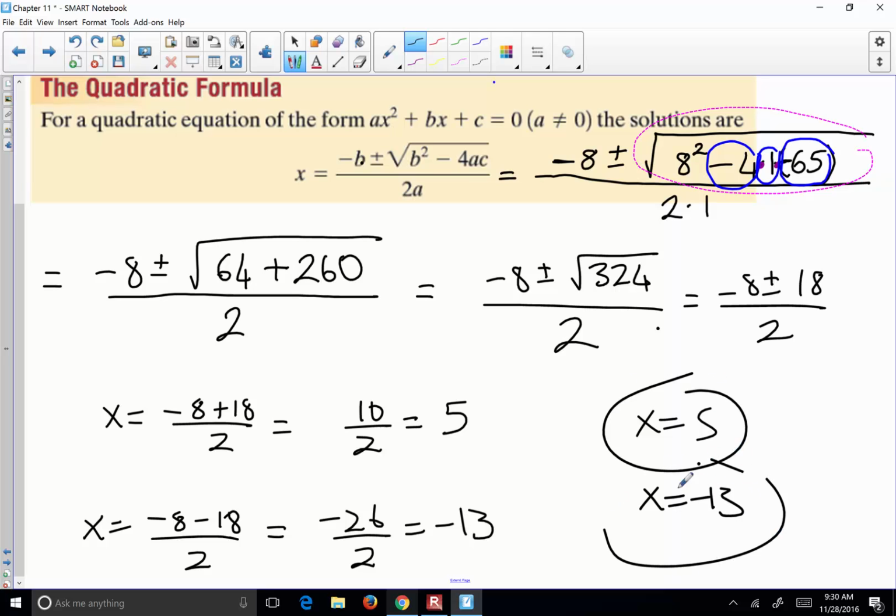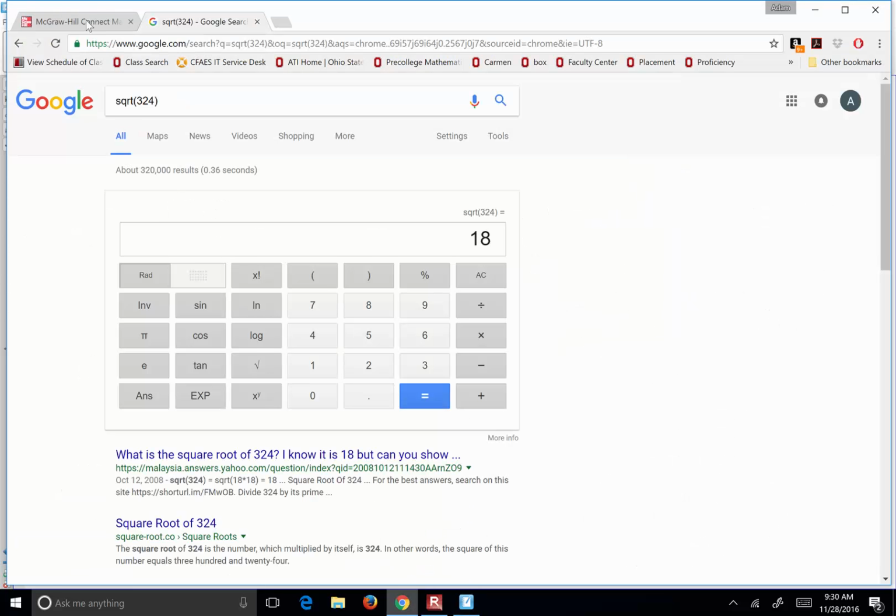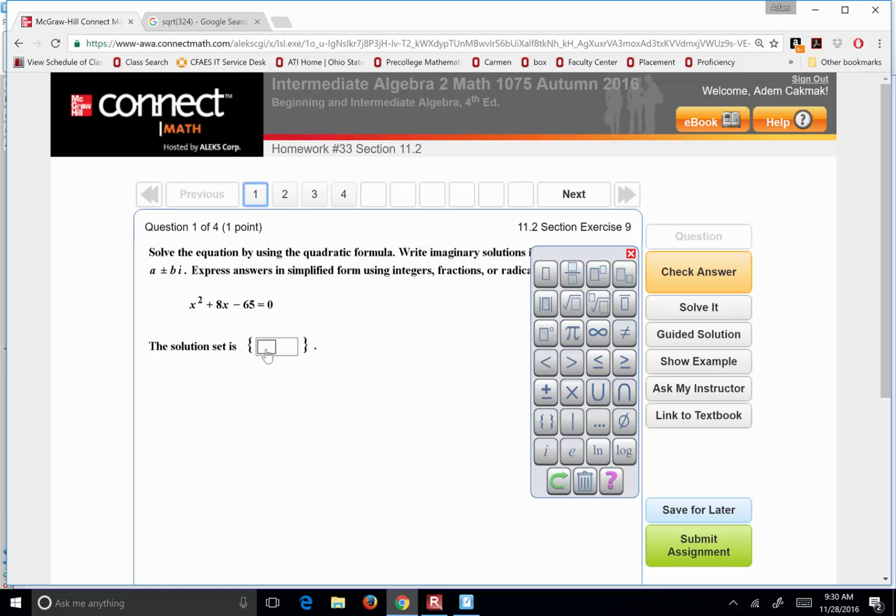We have just solved the same question by the third method and got the same answer. So I'm pretty sure we have this result correct. So you go ahead and write minus 13, comma 5.